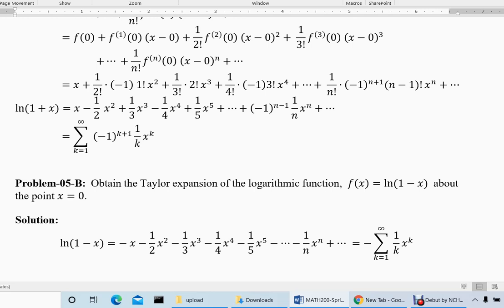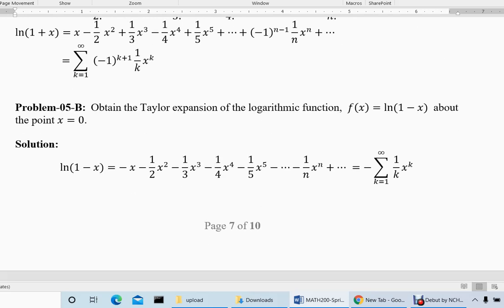You have to be very careful about the plus minus and the numbers which you are calculating. You can also obtain a Taylor expansion of ln 1 minus x. Here everything will be negative. You will get minus x minus half x square minus 1 by 3 x cube. This is it.